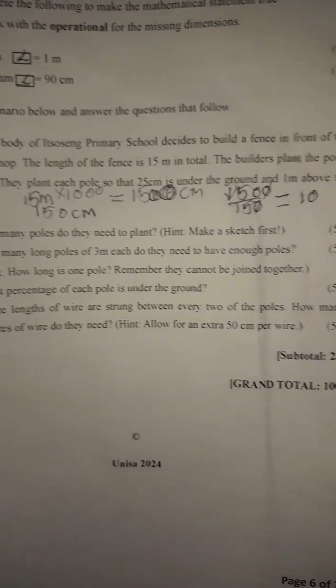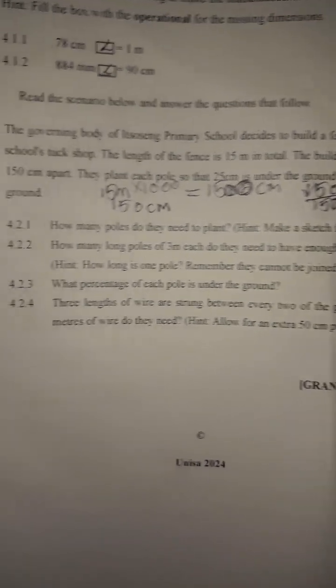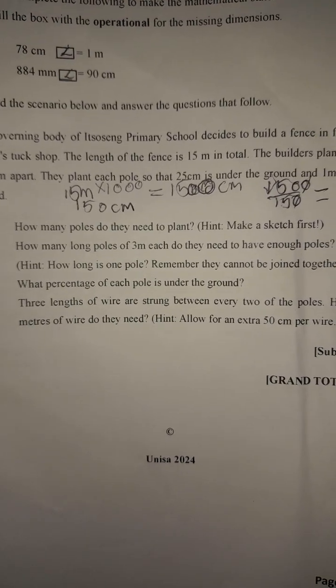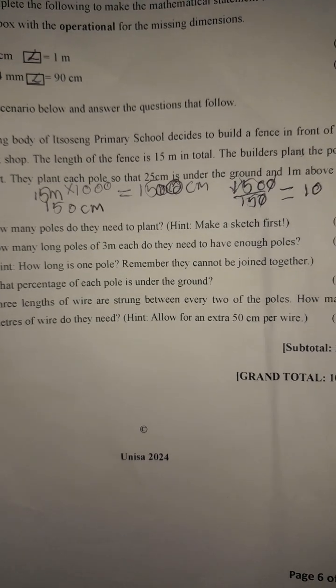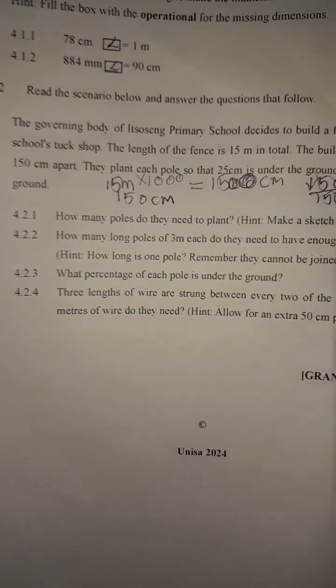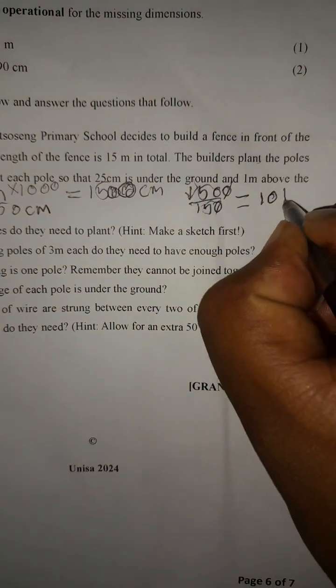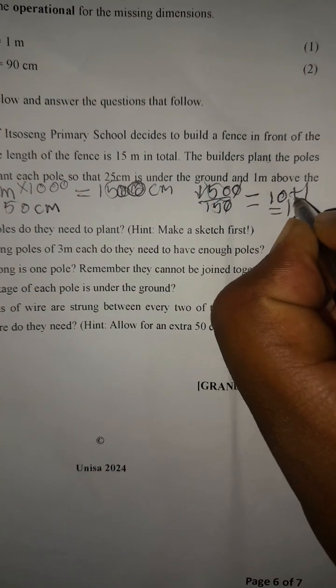So they said the builders plant the poles 150. They plant each pole so that 25 centimeters is under the ground and 1 meter above the ground. So we'll add that 1 meter above the ground. It's going to be 10 plus 1, which will give us 11.